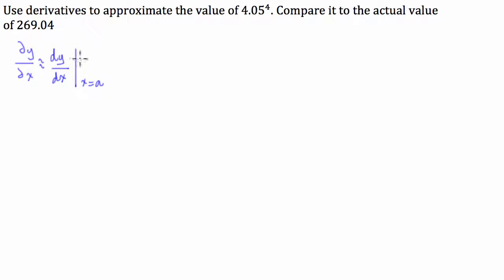Now this is for small changes in x. So going from 4 to 4.05, we can fairly well say that that's a small change in x. So what we do now is we are going to rewrite this in terms of a formula. We're going to use a quartic formula, so we need to write it as y in terms of x. So this is going to be rewritten as y equals x to the power of 4.